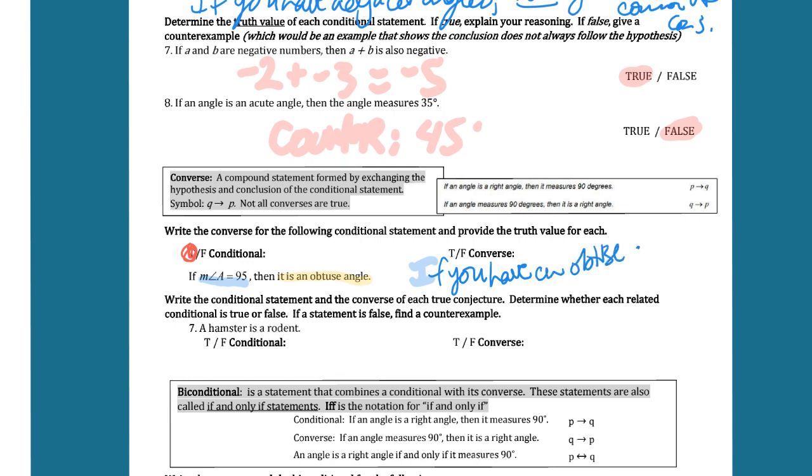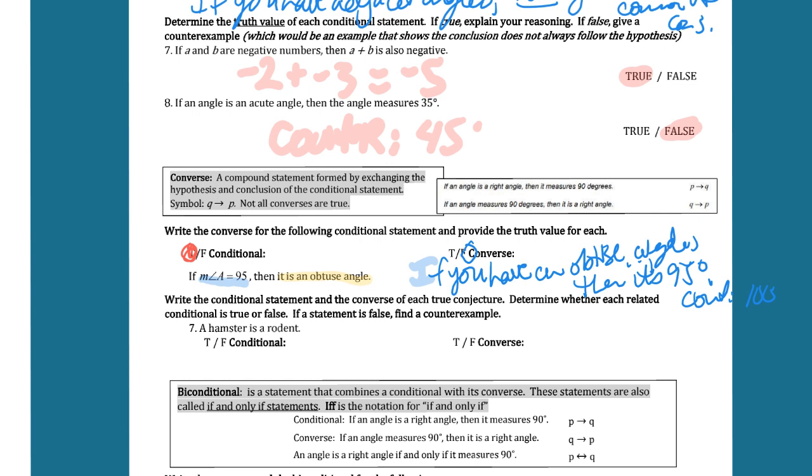if you have an obtuse angle, then it is 95 degrees. Well, the answer to that is, are you kidding me? That's not true. If you have an obtuse angle, it might not be 95 degrees. That's false. So the counterexample is, what if it's 100? It could be something other than 95 degrees. So you have to prove it wrong and say, no, it could be something different.